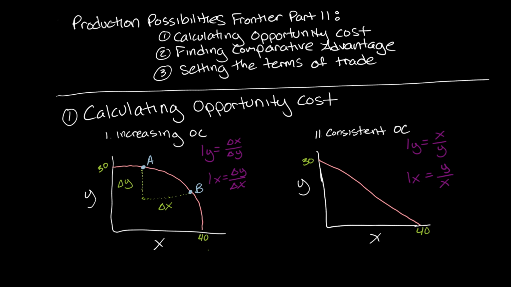So the first thing we're going to look at today is how to calculate opportunity costs in general. And one of the things that confuses the students is that the Krugman textbook gives two different versions of the production possibility frontier. One which shows the law of increasing opportunity costs, which is the one on the left-hand side here, and the other where the production possibility frontier is presumed to have a consistent slope.